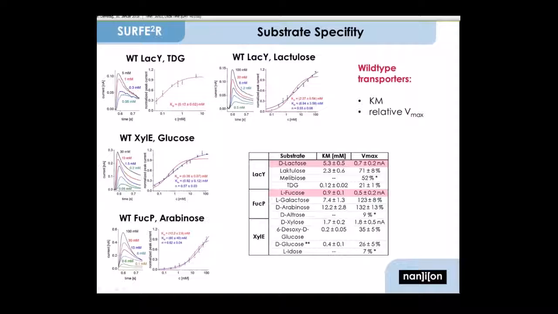But we could compare relative Vmax between different substrates. Regarding substrate specificity, LacY and FucP behave differently. The respective main substrates are highlighted red in the table. LacY shows the highest Vmax but lowest affinity for the main substrate lactose. In contrast, FucP shows the highest affinity but lowest Vmax for the main substrate fructose. Transporters can either optimize substrate translocation by increasing the turnover or affinity. Also, we showed that some substrates show a Hill-like substrate concentration dependence, indicating different transport mechanisms between substrates.